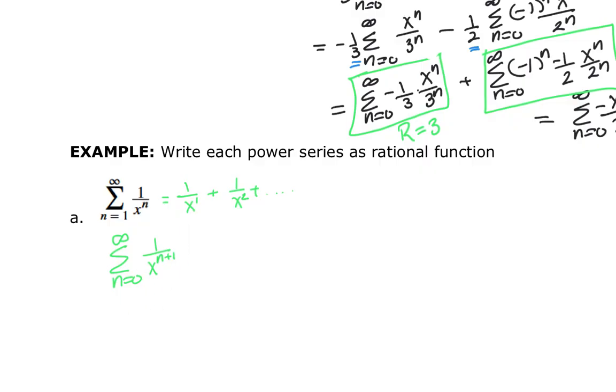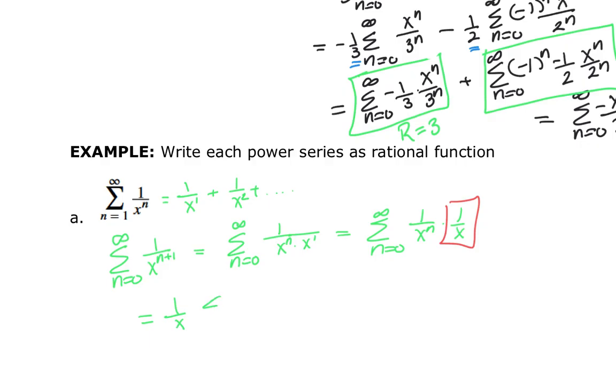So there's that. Now, this is the same thing as the summation of n equals 0 to infinity of 1 over x to the n multiplied by x to the 1, which is the same thing as n equals 0 to infinity of 1 over x to the n times 1 over x. Now, since this x is not attached to the x to the n, I'm going to bring that out front. So this is 1 over x, the summation of n equals 0 to infinity of 1 over x to the n. Now I can use the definition for this part.